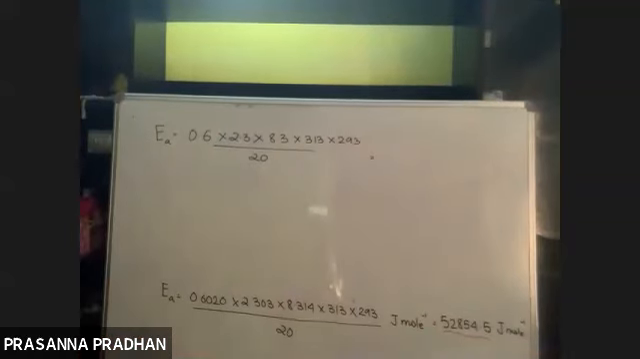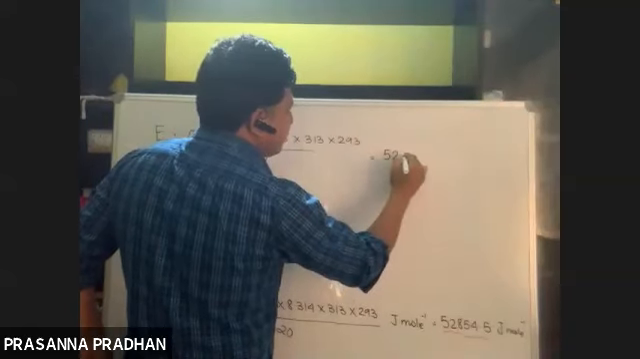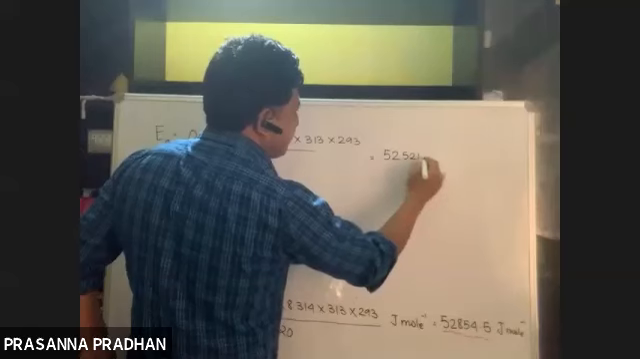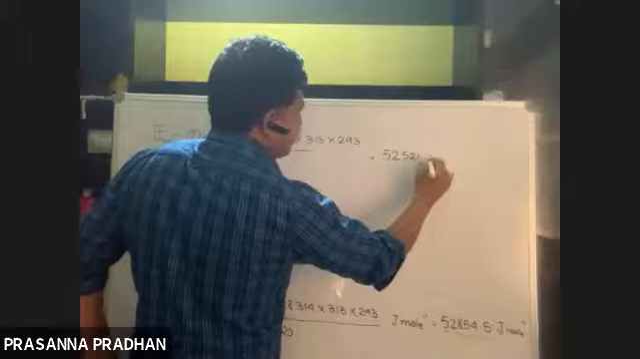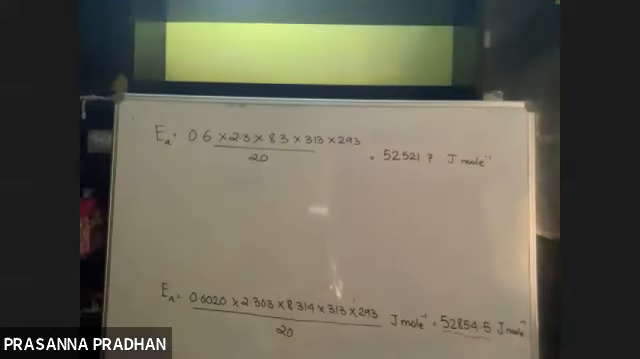0.6 into 2.3 multiplied by 8.3 multiplied by 313 into 293 divided by 20. So, 52,521.74. 52,521, point 74. This will be in joule, after approximating. Now listen very carefully.